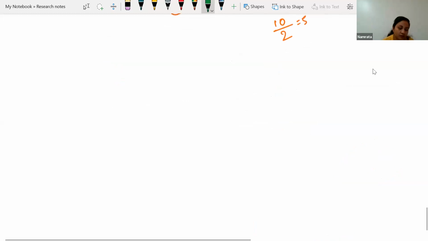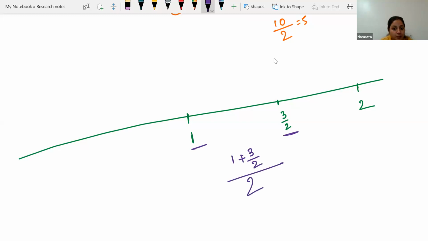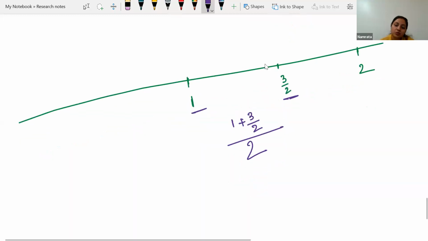So we are saying that a number 1 is there, another number 2 is there. In between that, we have found 3 by 2. We need 3 numbers in between 1 and 2, 3 rational numbers. Now again, we can apply the midpoint formula for this one and this one. What the formula says: take one end number, add it with the other end, divide by 2. Here we have to do the calculation carefully, but we will get the middle number. Let's do the calculation.